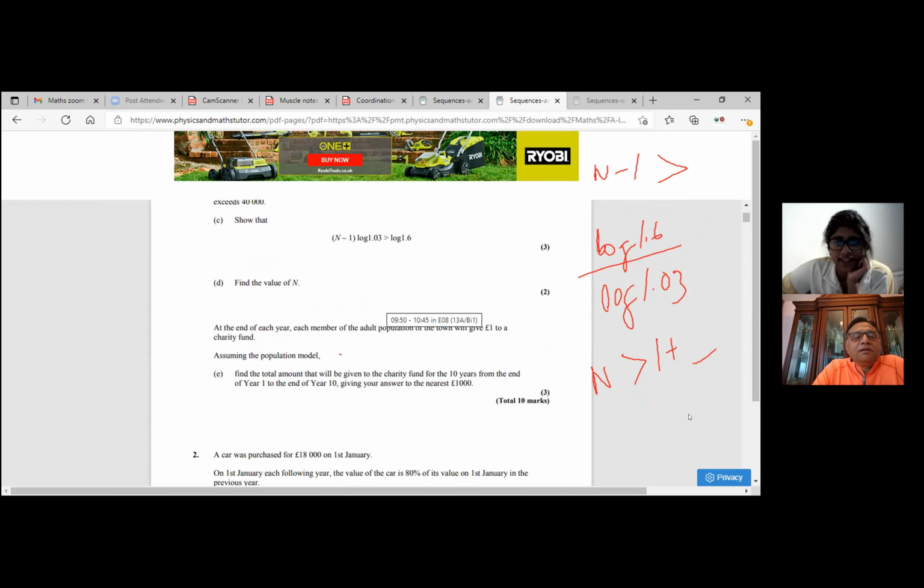Final part. So at the end of each year, each member of the adult population of the town will give £1 to a charity fund. Assuming the population model, part E, find the total amount that will be given to the charity fund for the 10 years from the end of year 1 to the end of year 10, giving your answer to the nearest £1,000. Correct. So as you can see, the function basically is an exponential function which is kind of growing, correct?